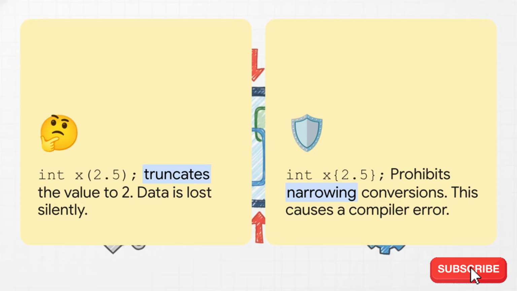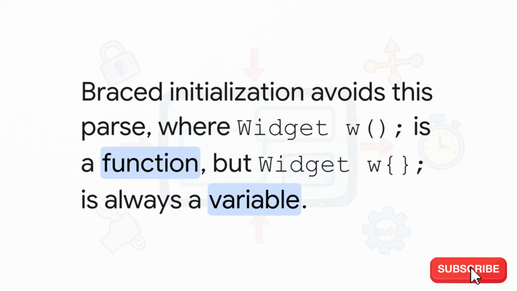But the modern way, with the curly braces, it throws up a stop sign. It sees this narrowing conversion, and it gives you a compiler error, forcing you to fix a bug before it ever even becomes a bug. That is huge.